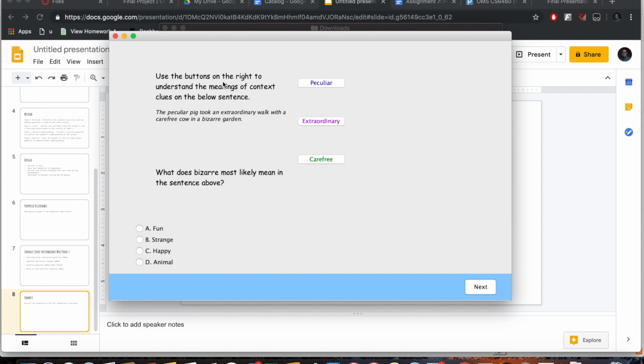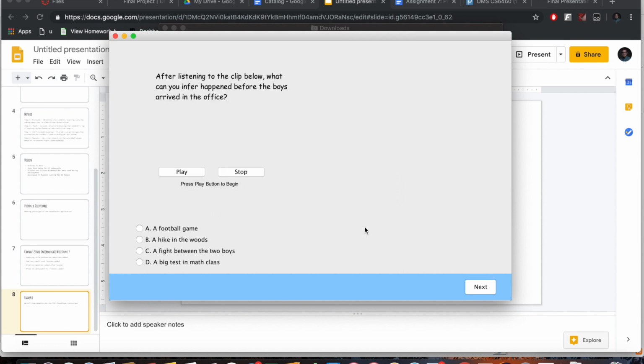Okay, and now it says use the buttons to the right to understand the meaning of the context clues in the below sentence. So a student can read this sentence, and then they can click on the buttons to identify the meanings of certain words in that sentence. And then, now that they know the meaning of all the surrounding words, they should be able to determine the meaning of the word we're asking about, which is bizarre. And this is an example of a kinesthetic question because it allows the user to click on these buttons and be involved in the question here.